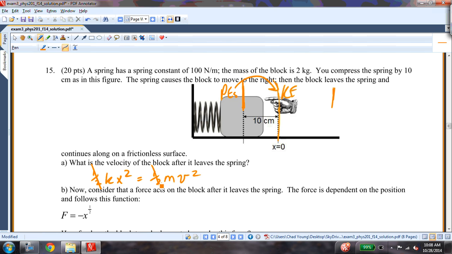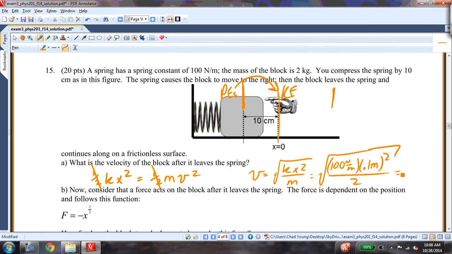Let's just get rid of those halves. So V is equal to the square root of kx squared over m. 100, x is 10 centimeters or 0.1 meters, divided by the mass, which is 2. I get 0.7 meters per second. Okay, and that's how fast it's going after it leaves the spring.